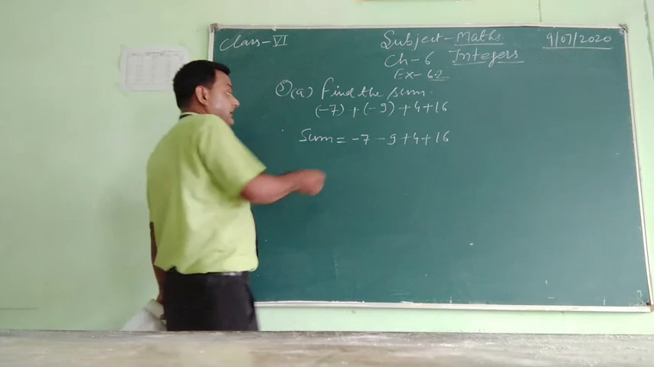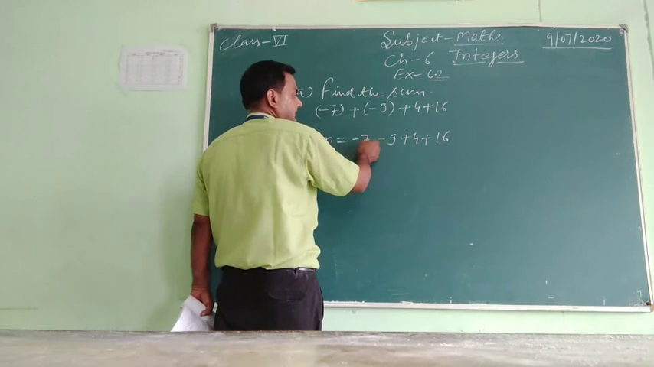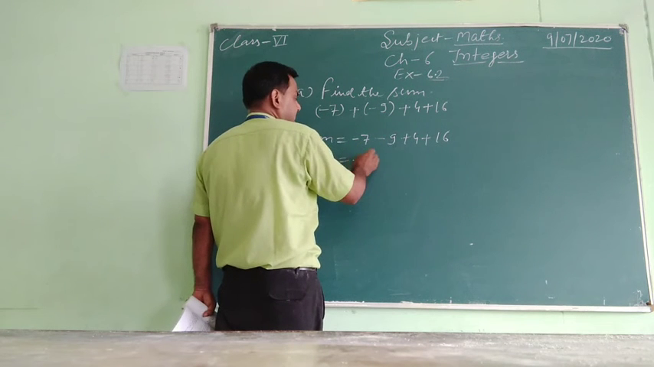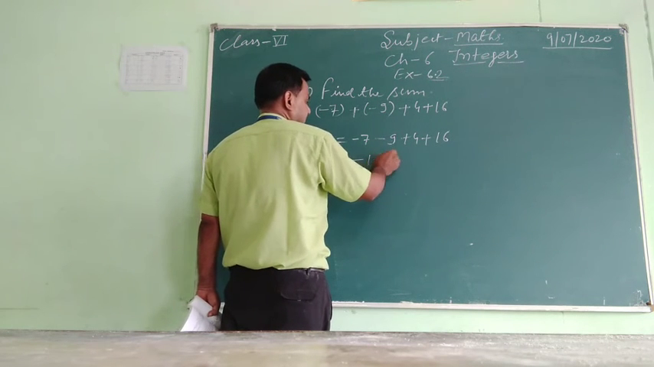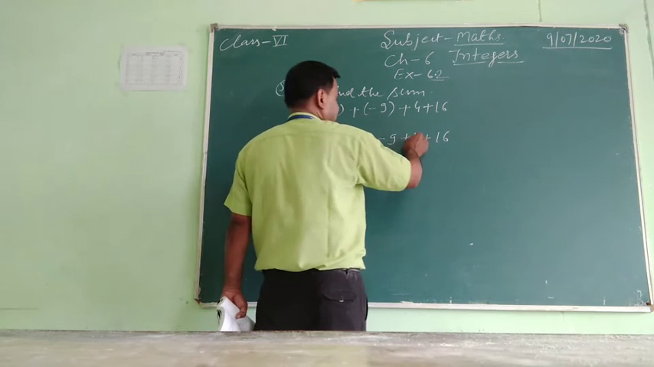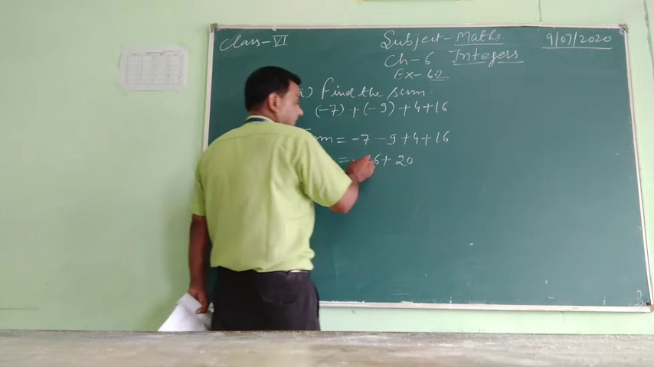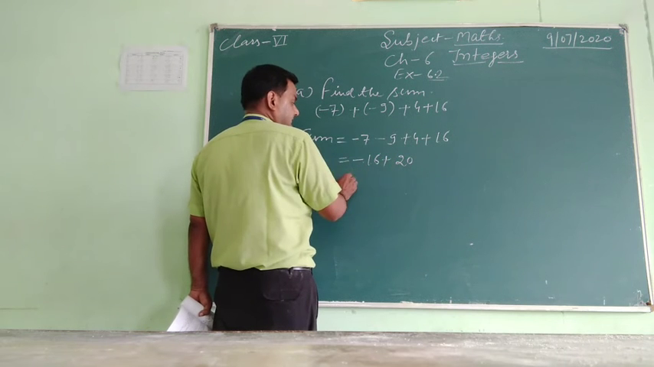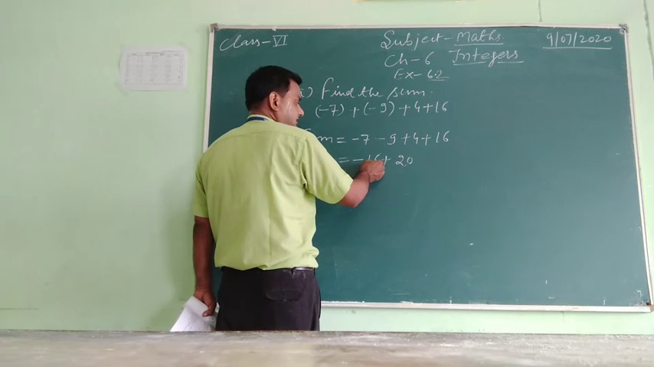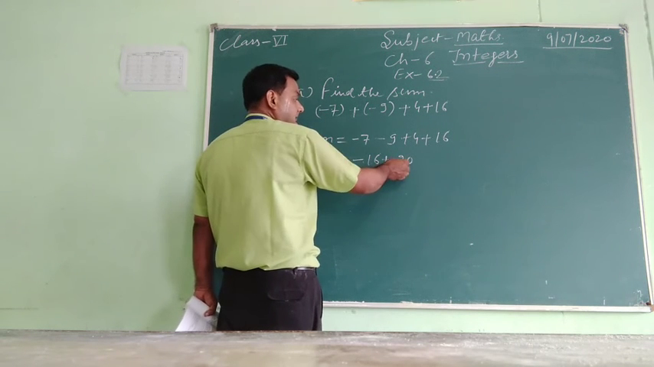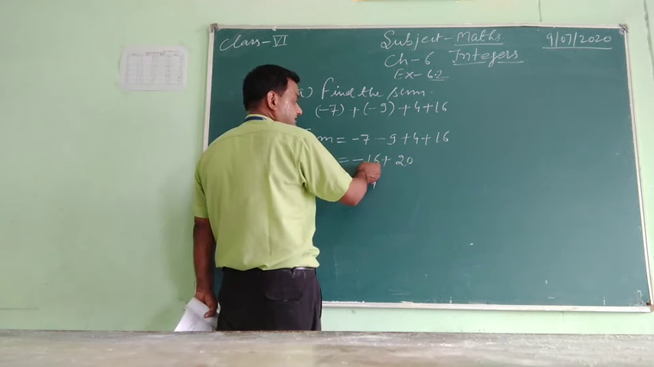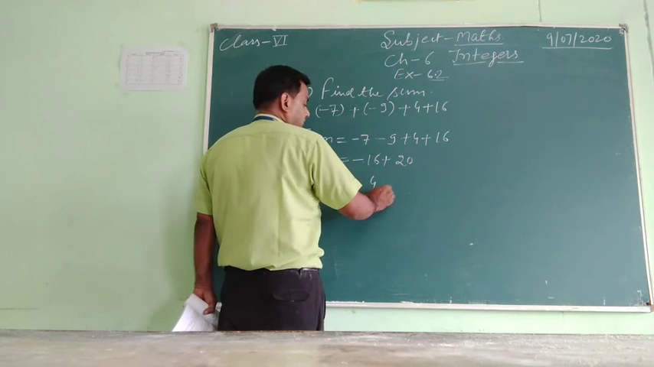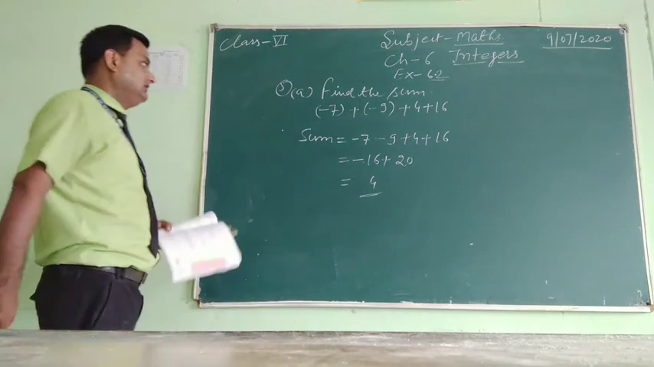Now minus 7 and minus 9 are both negative numbers. So minus minus plus and the sign is negative. 7 and 9, 16. Plus 16 plus 4, 20. 16 is negative and 20 is positive. Minus plus minus, 20 minus 16, 4. The sign is positive, 20 is greater than 16. So the sign of 20 is positive. So 4 is the answer.